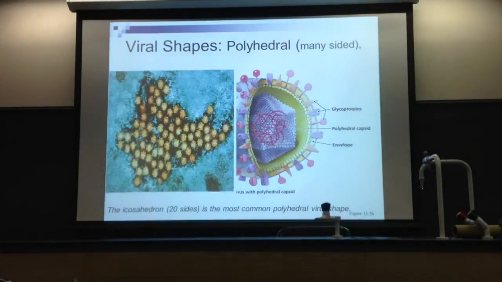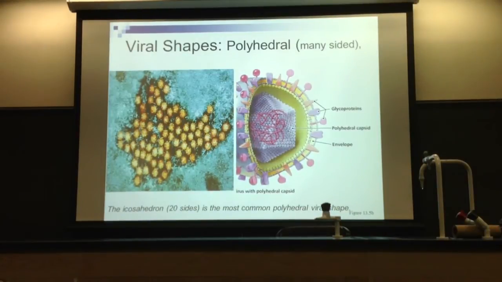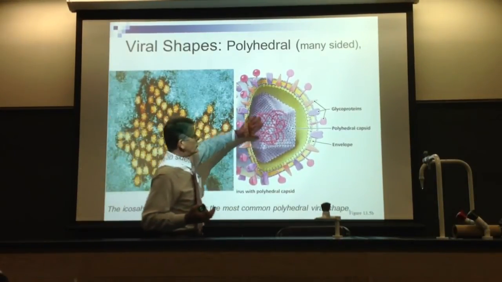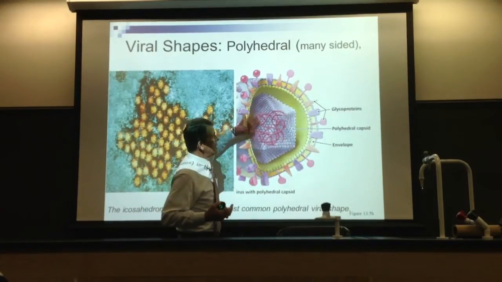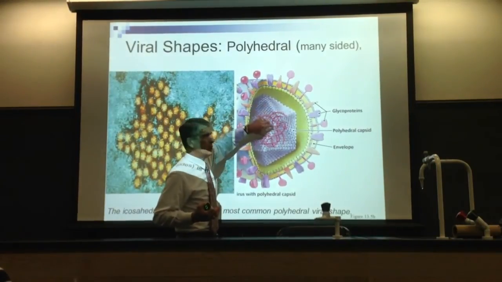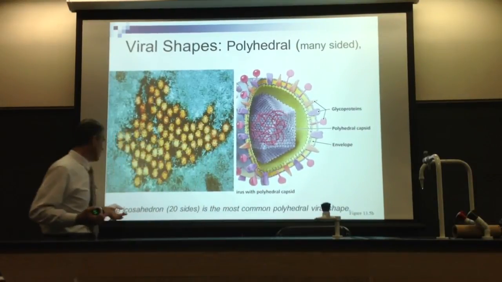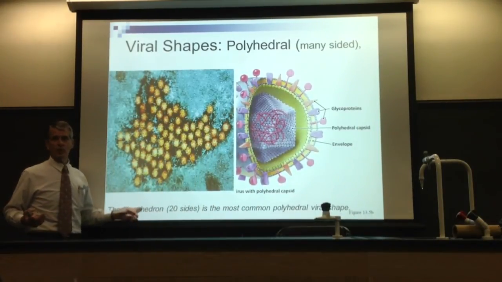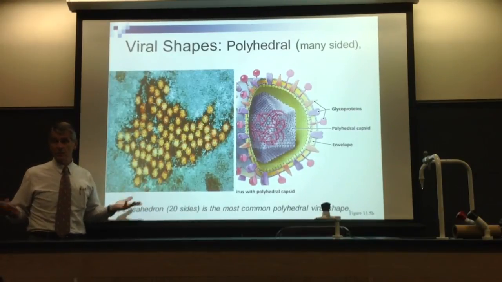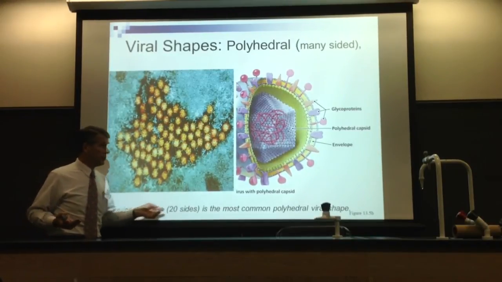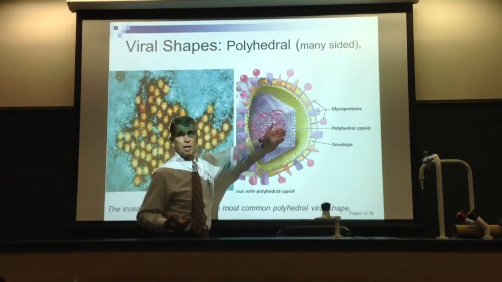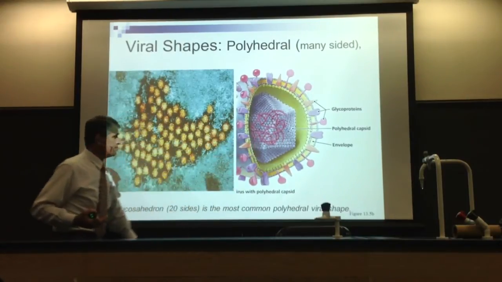Okay? Now we have polyhedral, many-sided. Okay, this is a many-sided protein coat that encloses this nucleic acid. And I put down here the icosahedron, which has 20 sides. Believe it or not, that's the most common shape for these polyhedral viruses. Okay?